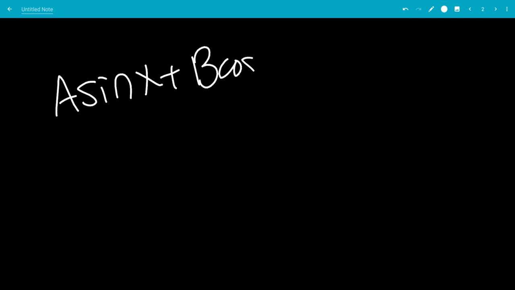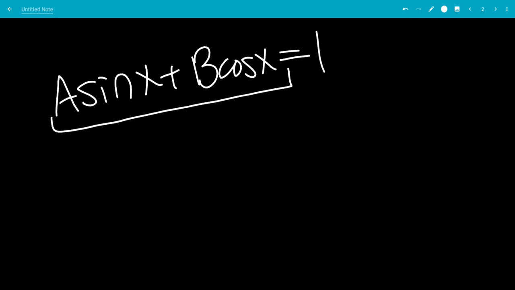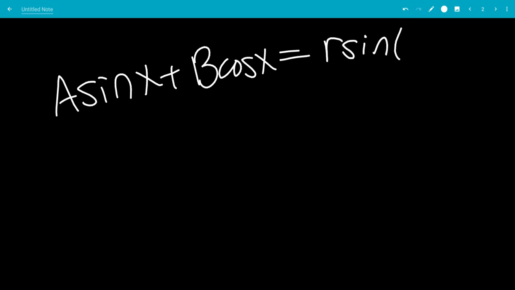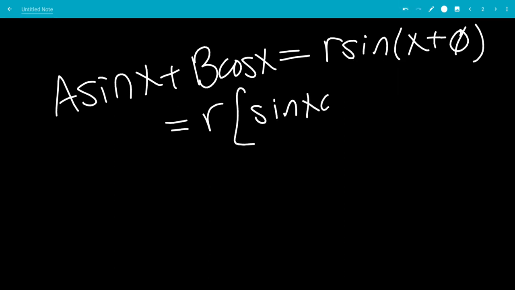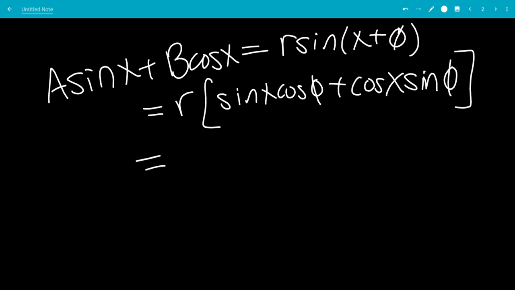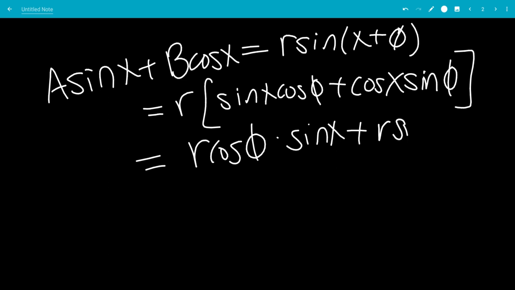So let's come up with the identity for how to simplify the left-hand side. a sine x plus b cosine x can be written as r times sine of x plus an angle. Let's call it phi. We're going to expand sine of x plus phi, so that would be sine x cosine phi plus cosine x sine phi. Now let's write the sine x in front, so this will be r cosine phi times sine x plus r sine phi times cosine x.